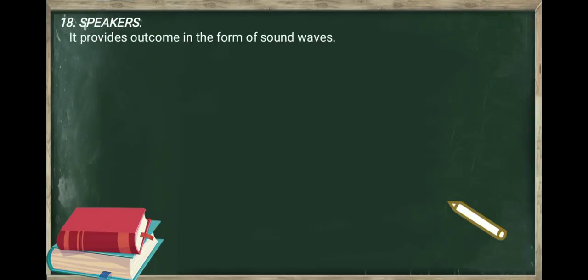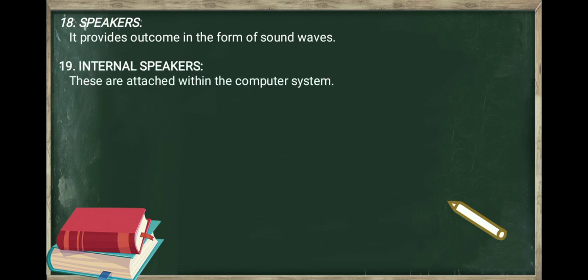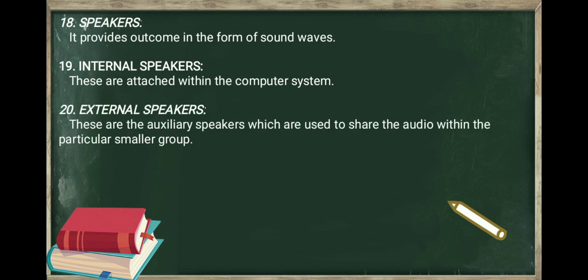Speakers. It provides outcome in the form of sound waves. It is of two types. First, internal speakers. These are attached within the computer system. Second, external speakers. These are the auxiliary speakers which are used to share the audio within the particular smaller group.